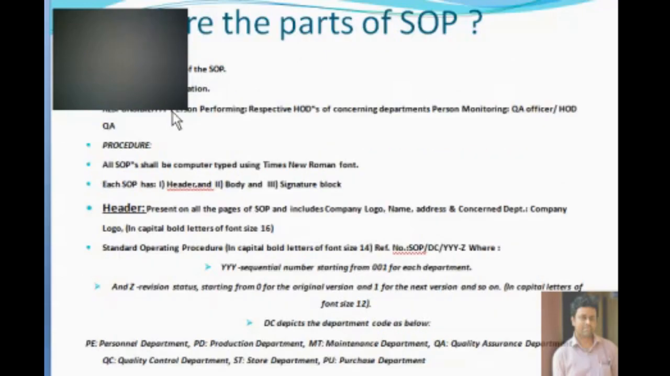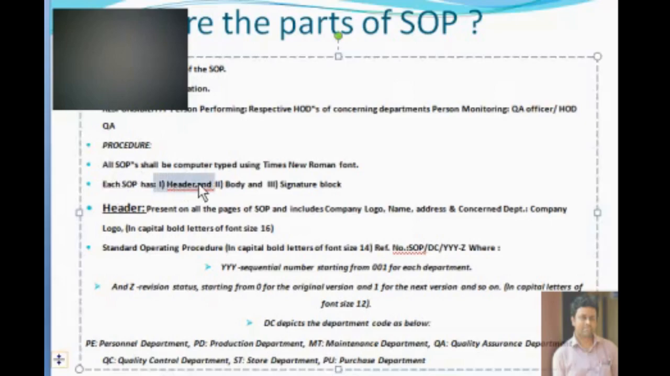How to prepare the SOPs? The main thing I would like to say is that SOPs are broadly divided into header, body and the signature block. The header mainly comprises the logo, the name of the company with address, the name of the SOP being prepared, followed by the date of issue and also the date of review.